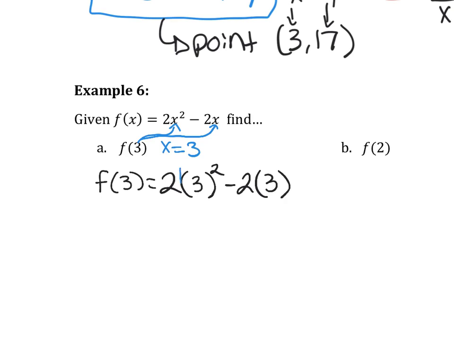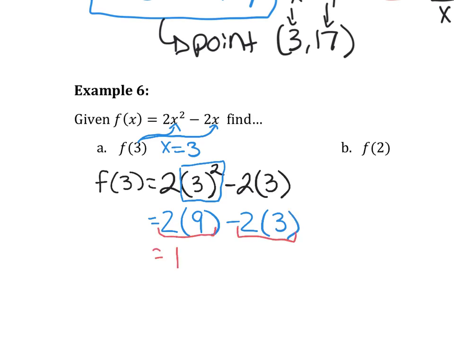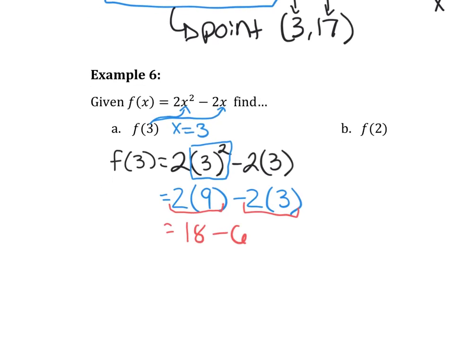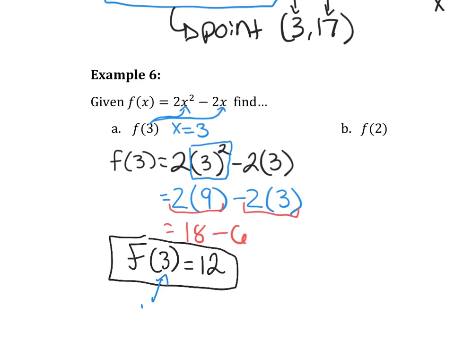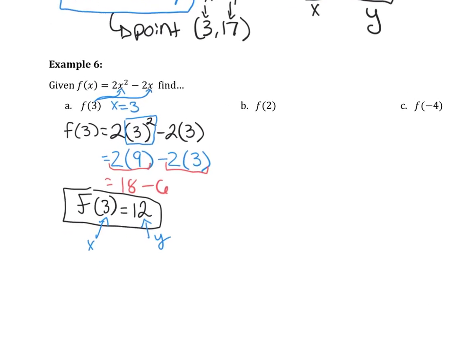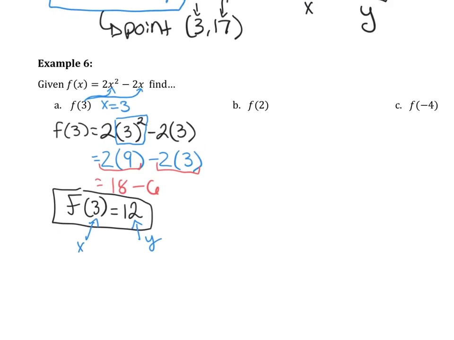So order of operations, we do our exponent first. So 3 squared gives us 9. Then we do our multiplication. Which will leave us with f of 3 equals 12. Again, 3 is our x, 12 is our y. Okay, so it's the same idea, you're just plugging in the x in 2 different places. Okay, can you guys try B and C? Again, be very, very careful with parentheses, especially with letter C. So go ahead and try those.